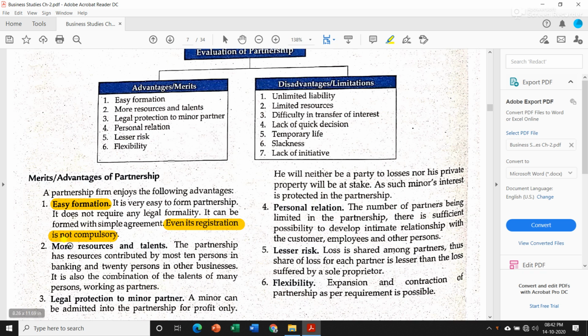Okay. Then more resources and talents as compared to sole proprietorship. Partnership has more partners, so all the partners can bring in lots of resources as well as talents, because different people have different talents, so it has the advantage of more resources and more talent.